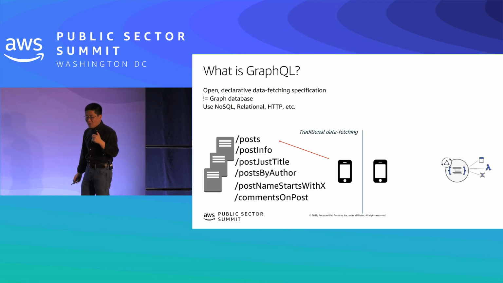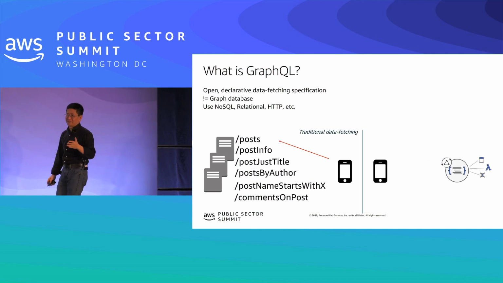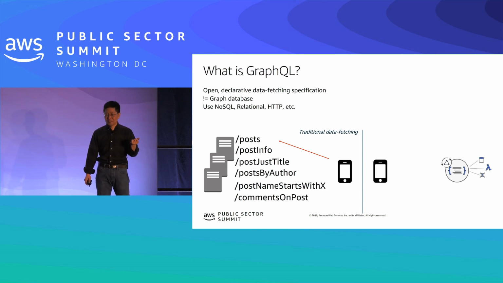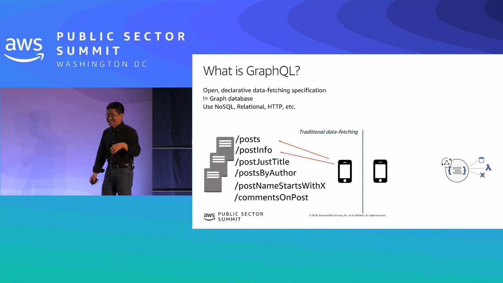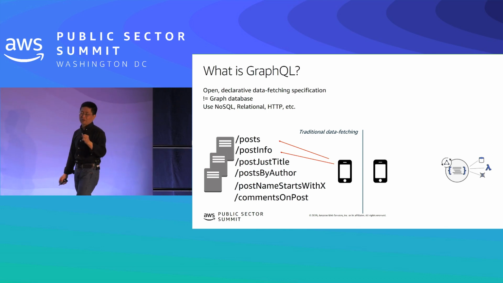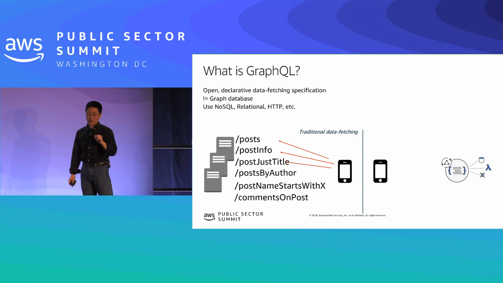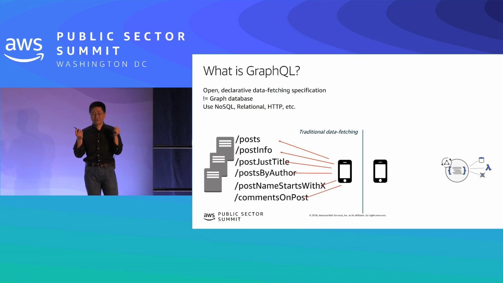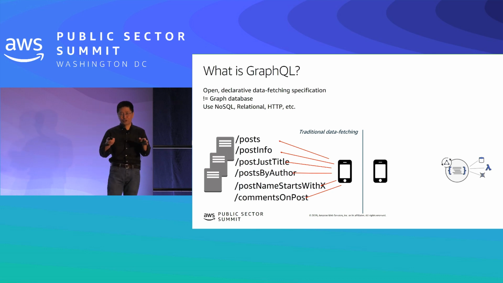So what is GraphQL? It's a specification, initially developed by Facebook and then released as open source to the public. It's not a graph database, and it's not really a query language for your graph database. It actually tries to address some shortcomings or downsides of the traditional RESTful data fetching services.